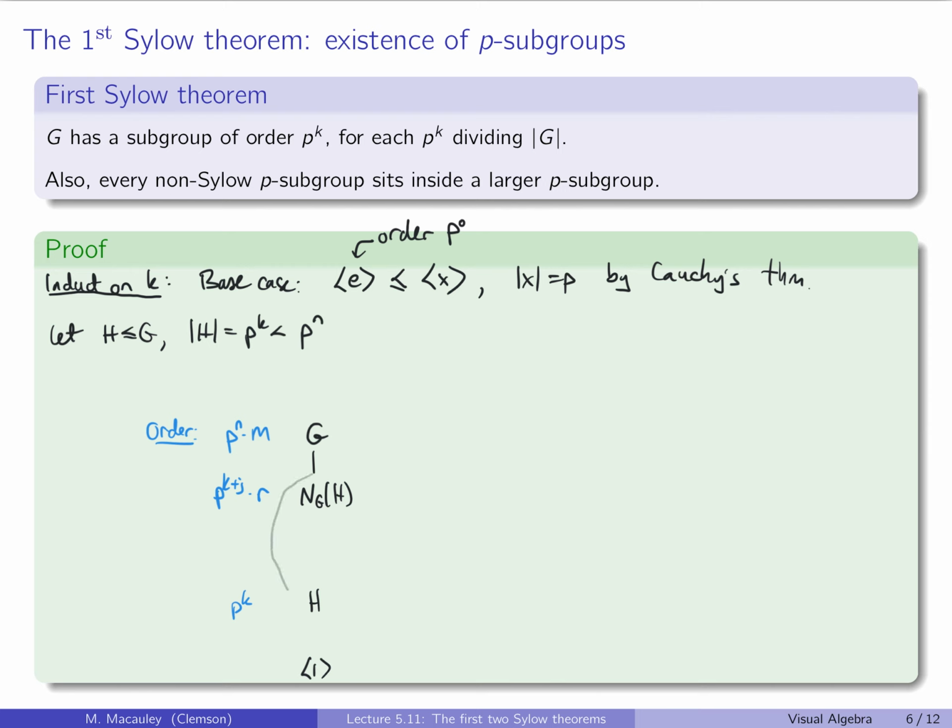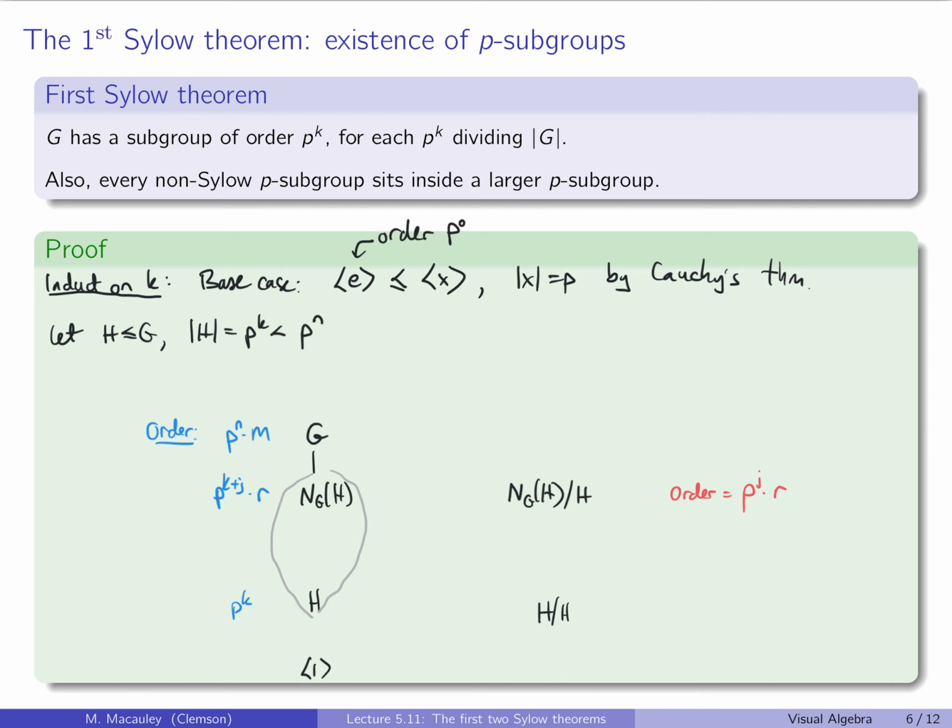So let's consider this quotient group. And by the correspondence theorem, the subgroup lattice looks like this. So the normalizer mod H, this is H mod H. And now let me write the order over here. So what's the order of this? It's a multiple of p because, remember, this grows and it's a multiple of p. So this is going to be p to the j times r.